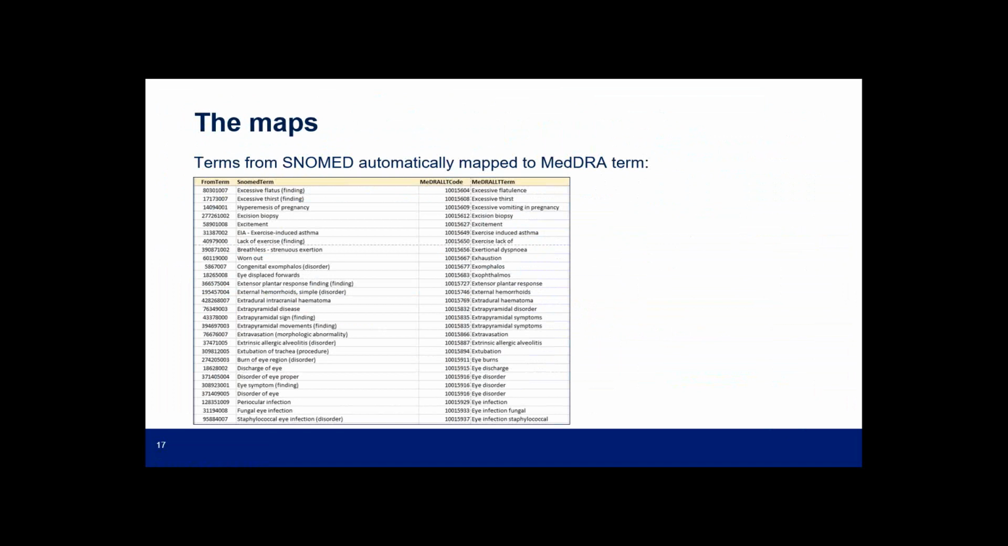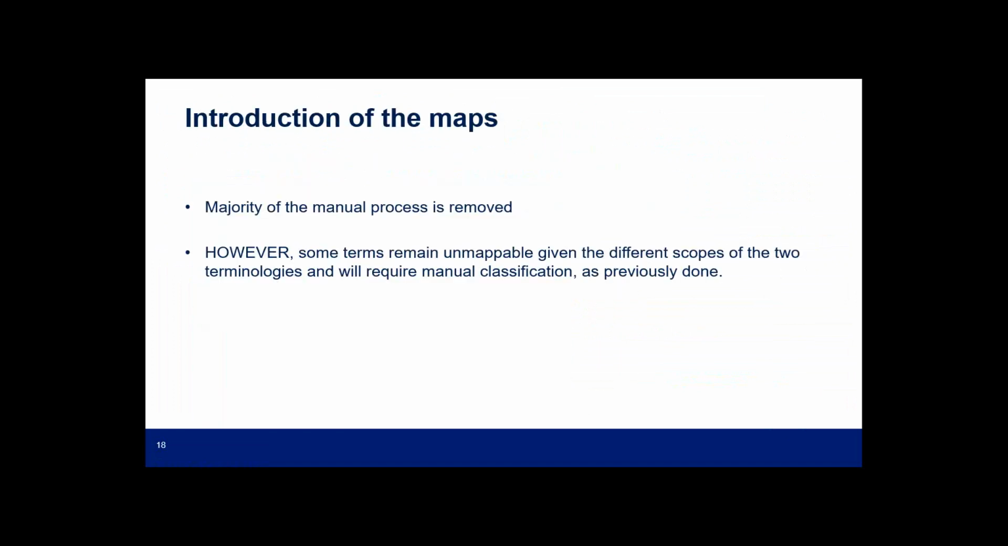So here I've just included a screenshot so you can see what the Snomed to Medra map actually looks like. As Judy mentioned, it's essentially just an Excel spreadsheet that includes the Snomed code and Snomed term, and then the corresponding Medra code and Medra term. And we then import that map into our system, and that allows automatic mapping of the terms into the structured fields. Next slide, please.